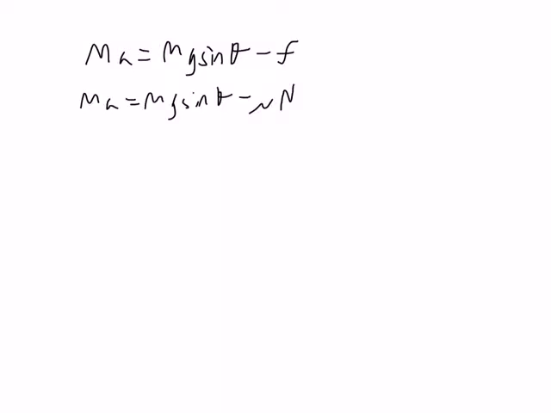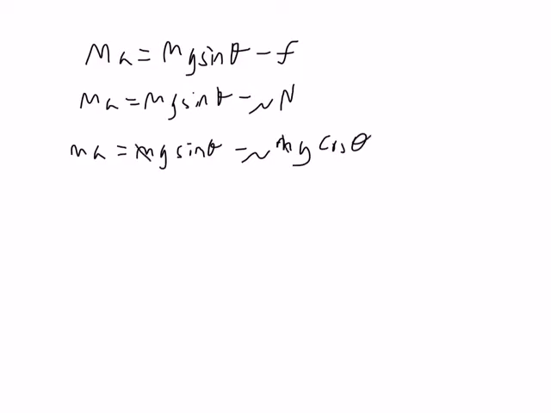So ma is mg sine theta minus F. And we know everything except for the force of friction. We need to rewrite that. So ma is mg sine theta minus mu times n. Now the normal force, right, is not just the weight here because we're on an incline. It only balances the component of gravity perpendicular to the ramp. So it's not just mg, it's mg cosine theta, a little bit smaller.